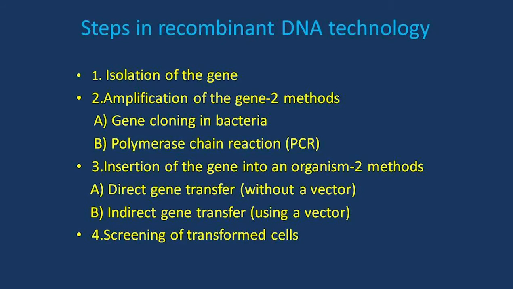Fourth step in genetic engineering is screening of transformed cells. There, what we are doing is using a marker gene, we identify the cells which contain the foreign gene. We can either use antibiotic resistance genes as marker genes, or you can use green fluorescent protein gene, which is obtained from jellyfish, as the marker gene, and luciferase gene from firefly as the marker gene. So these are the four steps in genetic engineering.